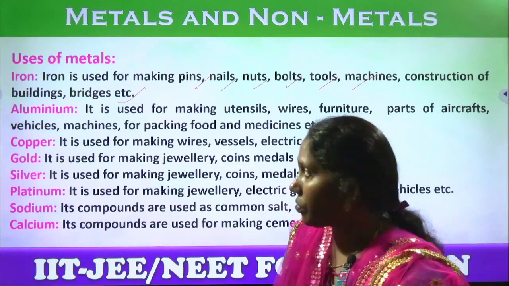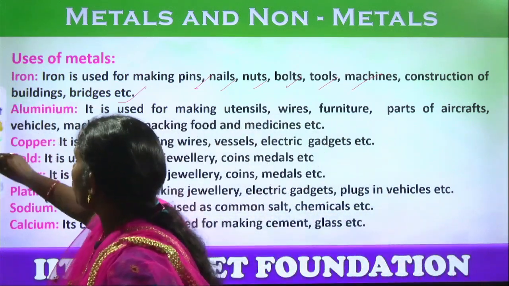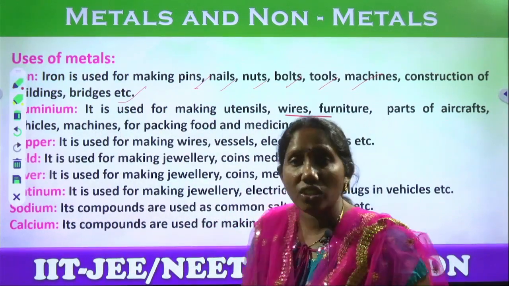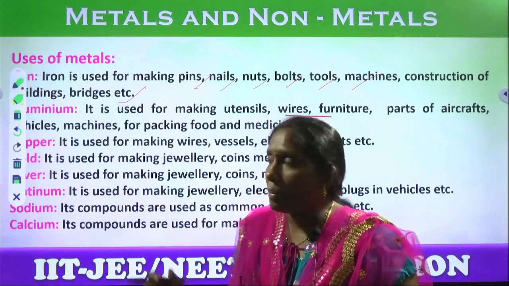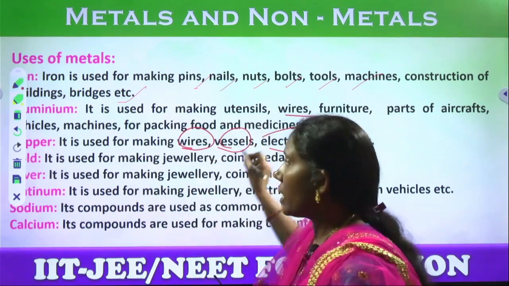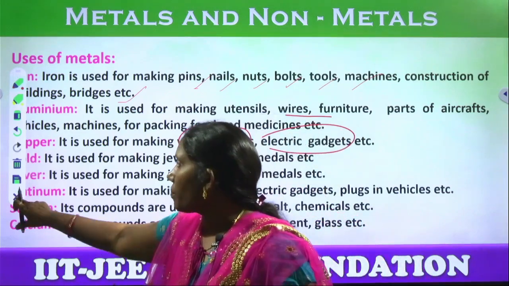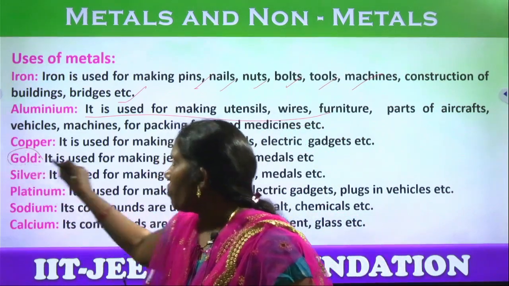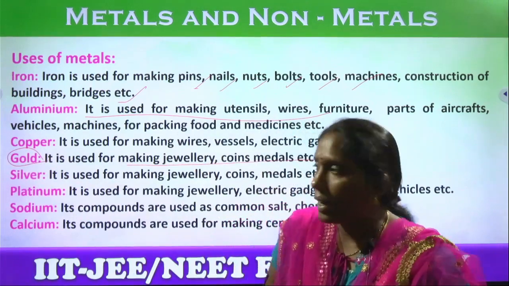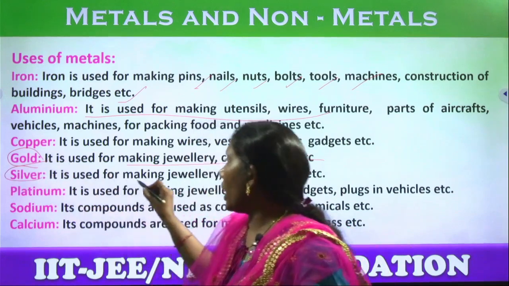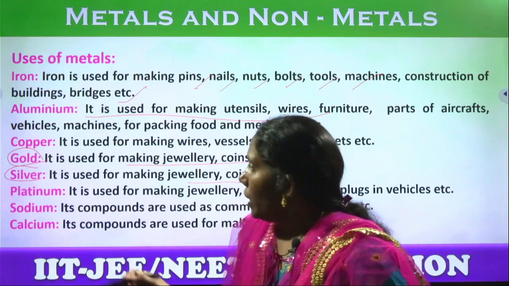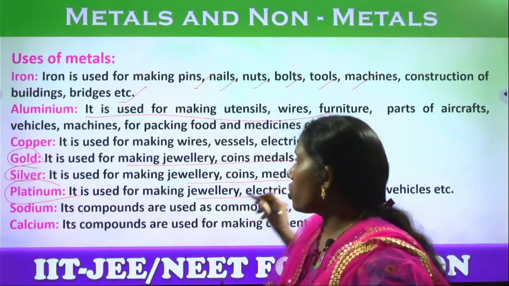For what is aluminium useful? It is used for making utensils, foils, furniture. For all these purposes, aluminium. Copper is used for wires, vessels, electric gadgets. All these are for copper. Gold is used for ornaments, jewelry, coins, medals, gold medals. And silver is also the same, for making jewelry, coins, medals, silver medals. And platinum is also used for making jewelry.